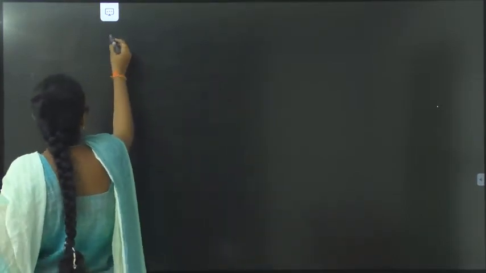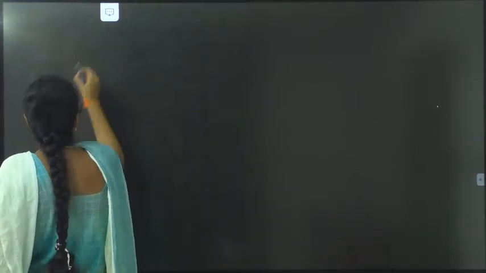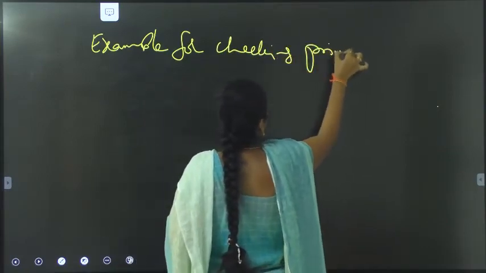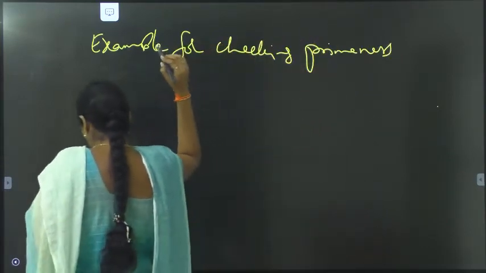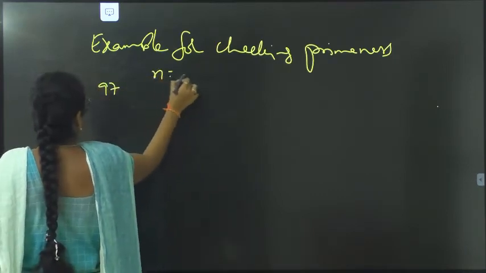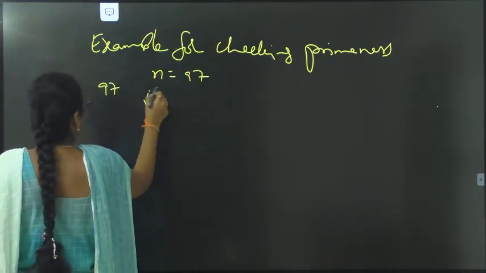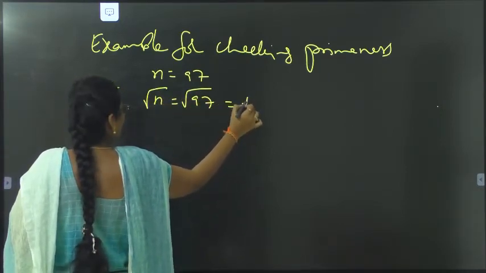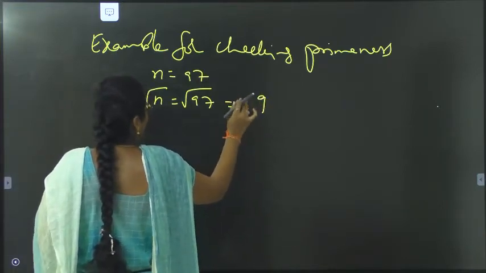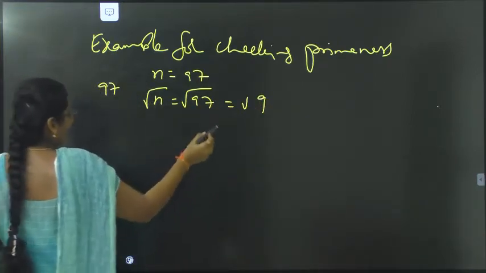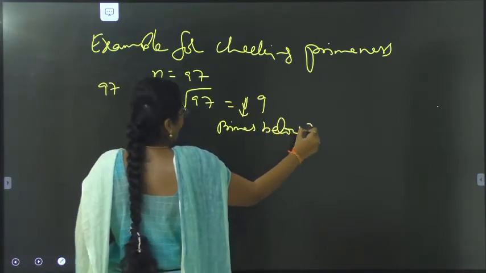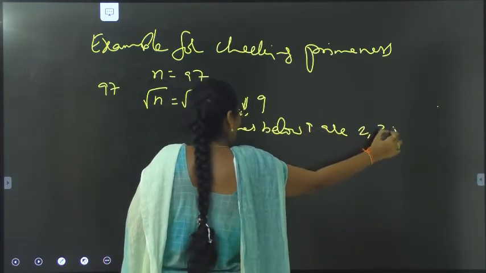Example for checking primeness. So first let us take 97. So n equal to 97 I have taken. I have to find the square root of n. The square root of 97 is approximately 9. Now what are the primes below 9? Primes below 9 are 2, 3, 5, 7.